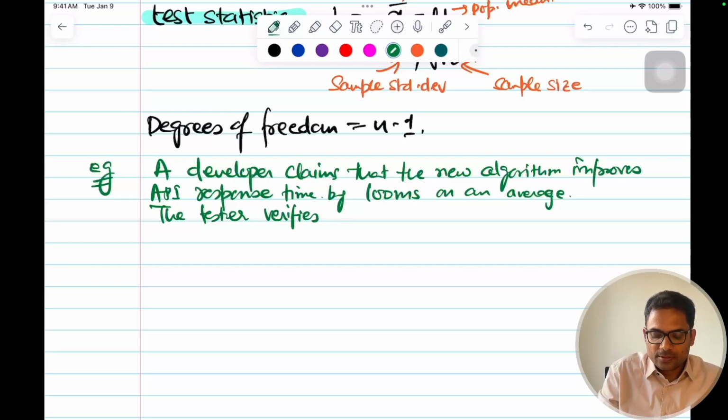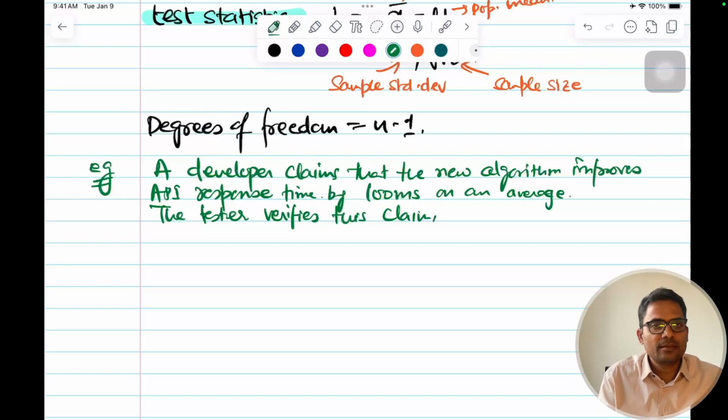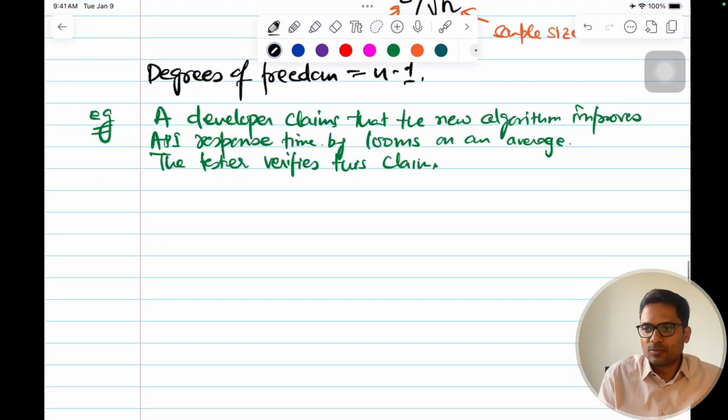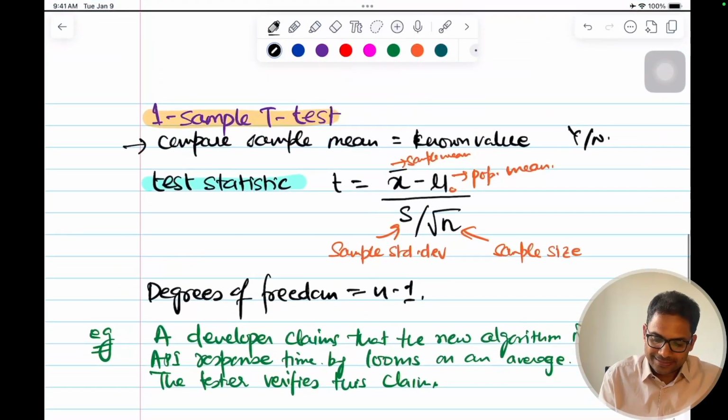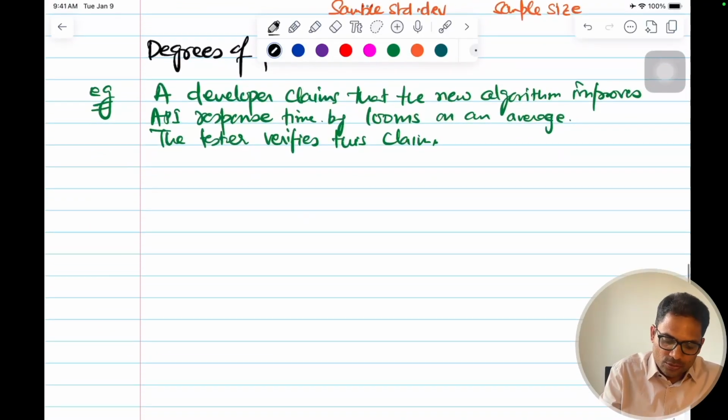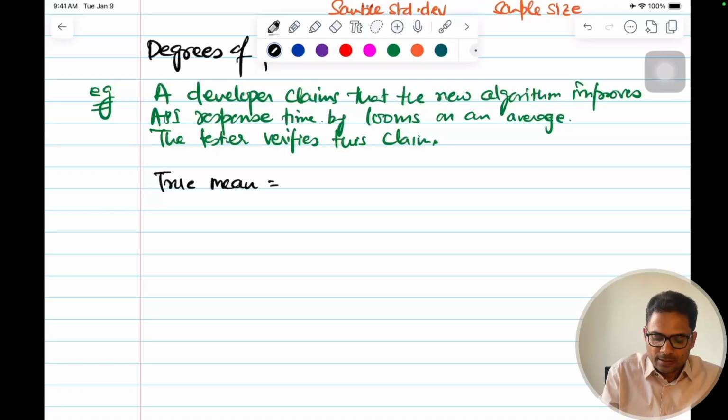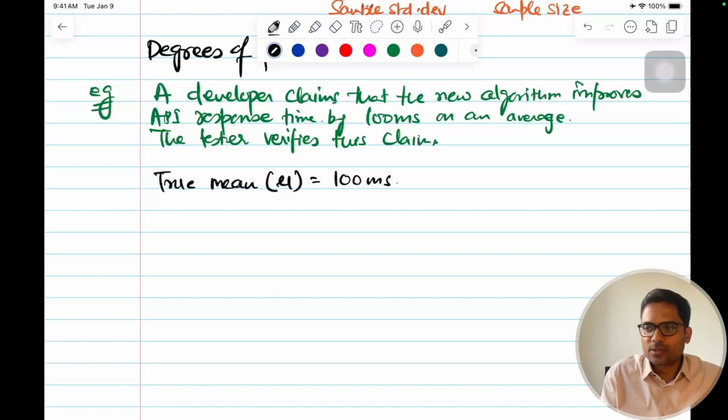So this is kind of hypothesis testing, that there is a hypothesis and the tester will use this one sample t-test to verify this claim. Okay, so let's see what data we have. So what is the true or reported mean, or the known value? So the true mean, or whatever is the mean, average, whatever they have reported, this is your mu is equal to 100 millisecond. What other information we have?